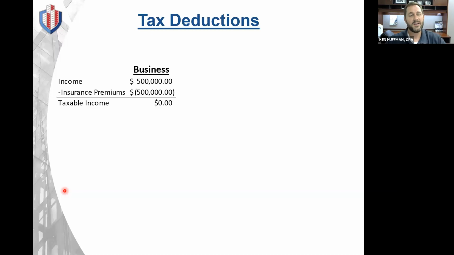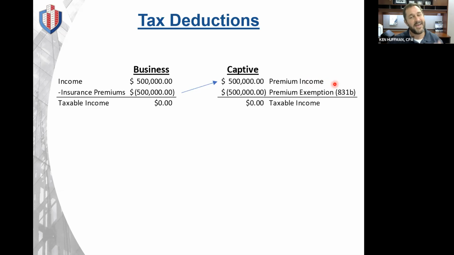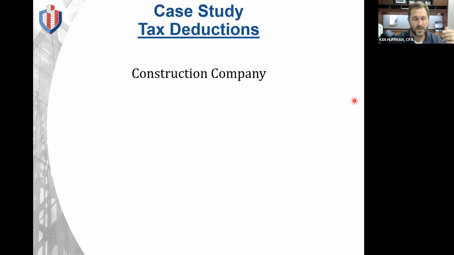Let's look at a quick illustration of this. You have income of $500,000. If your insurance premiums were $500,000, your taxable income for your business would then be zero. If those insurance premiums went into a captive, you would have premium income of $500,000, but you get that exemption, the 831(b) exemption. So your taxable income for the captive would be zero at that point.